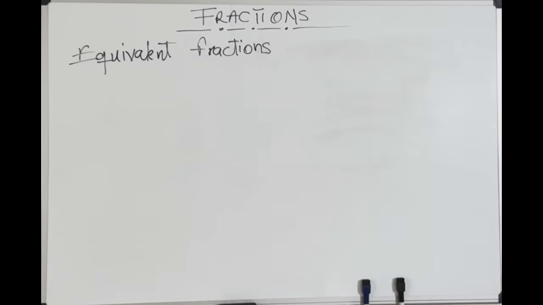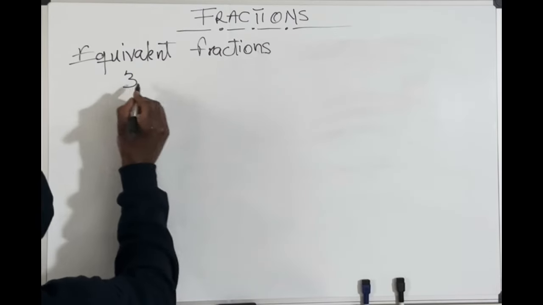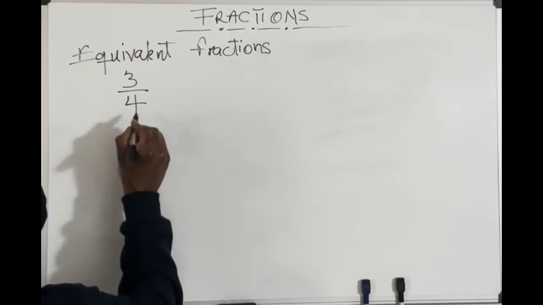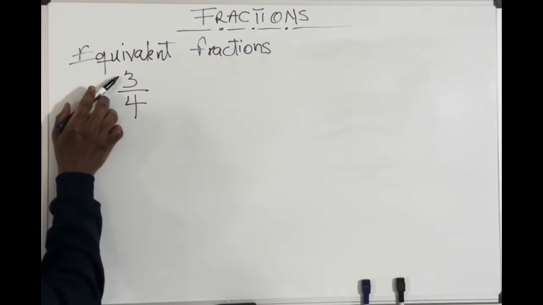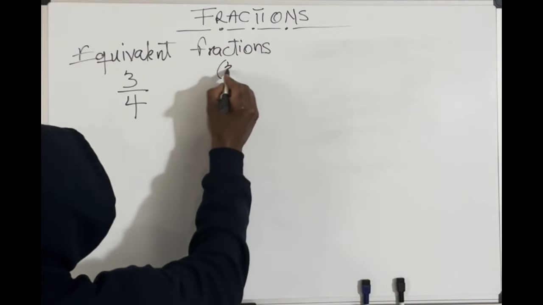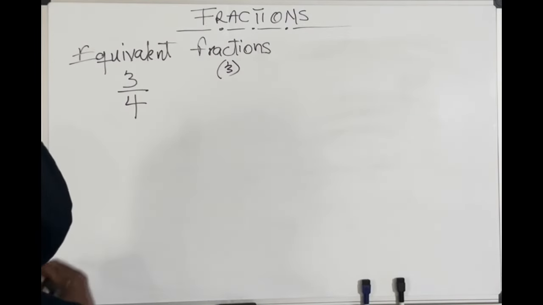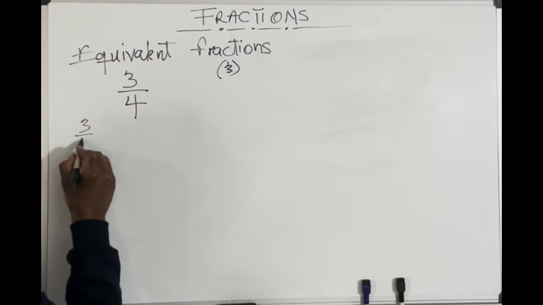Okay, so let's see this example, and then you know what I'm talking about. So let's say we have 3/4. We will want to multiply the numerator, the top number, and then the denominator, the bottom number, by the same number, which is 3, and see what happens. Okay, so 3/4.